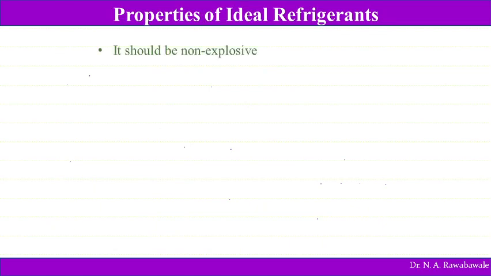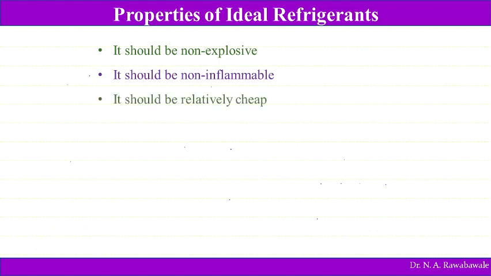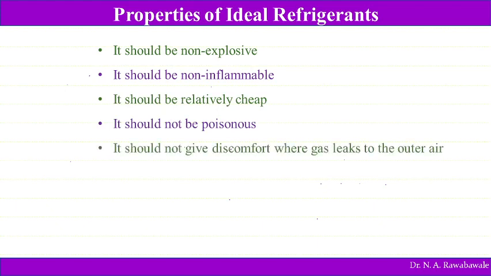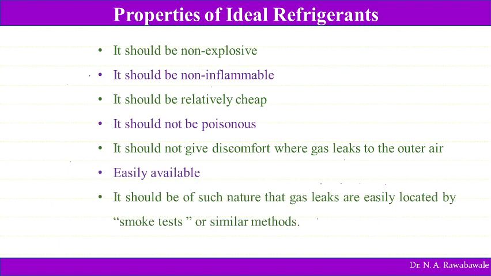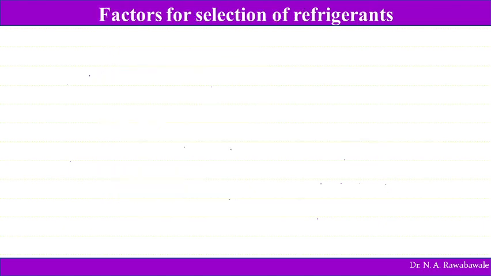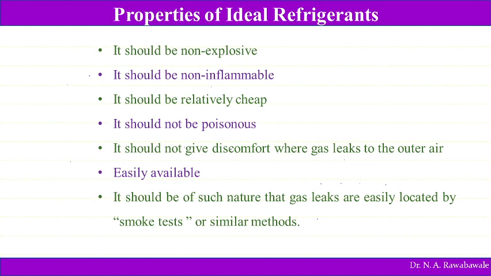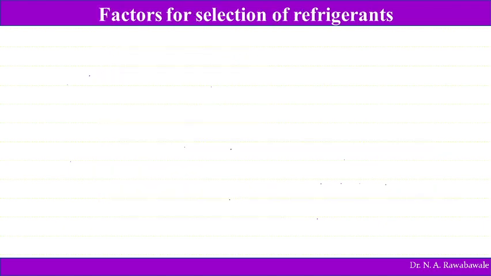Then which refrigerant is known as an ideal refrigerant? What refrigerant is called an ideal refrigerant for use in a cooling system? It should be non-explosive, it should not be inflammable, it should be relatively cheap, it should not be poisonous, it should not give discomfort where gas leaks to the outer air, it should be easily available, and it should be of such nature that gas leaks are easily located by smoke tests or similar methods. So if all these properties are present in a refrigerant, then such a refrigerant is known as an ideal refrigerant.